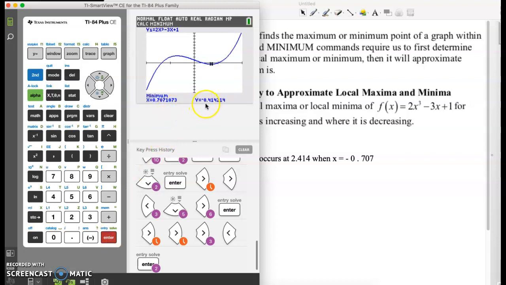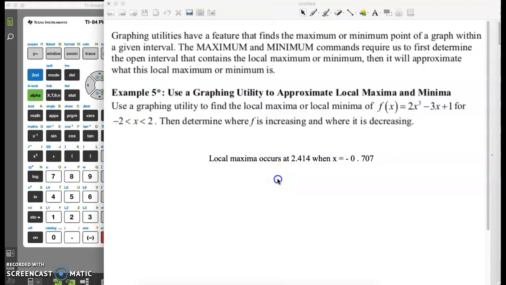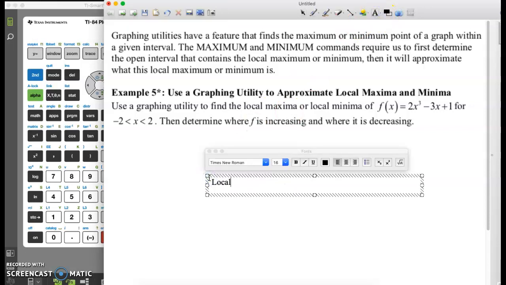Our min occurs at negative 0.414, and that occurs when x is 0.707. Okay, so let's go ahead and say that the local minima occurs at negative 0.414 when x equals 0.707.